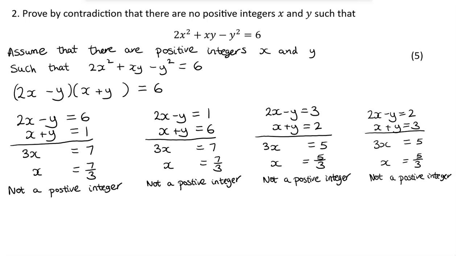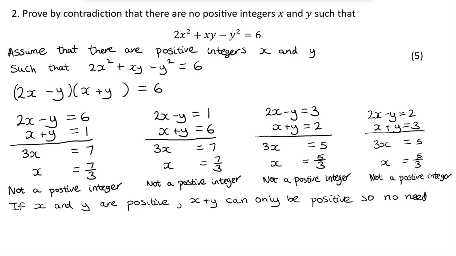And as I mentioned, we don't need to do minus 6 and minus 1 because we know that x and y are positive integers. So we could just say a little statement here. If x and y are positive, x plus y can only be positive.